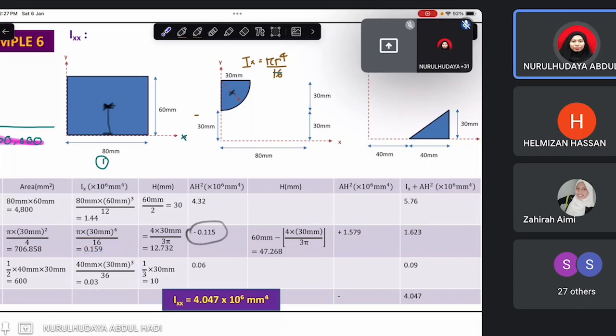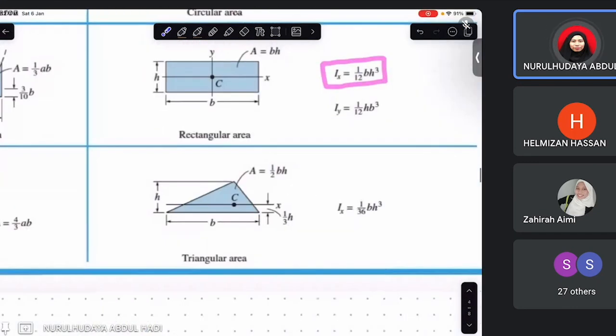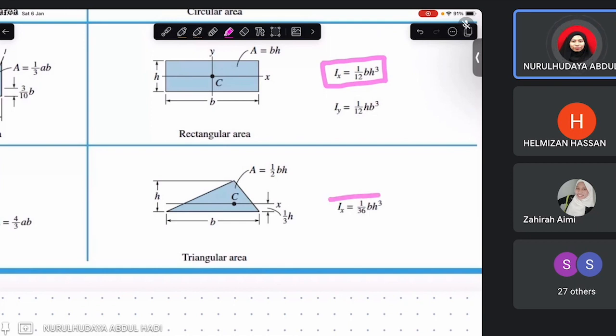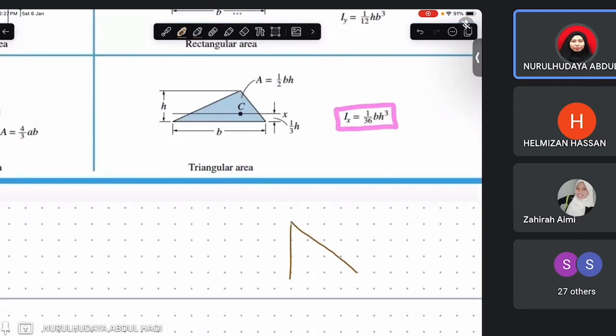So we can refer to the table for the triangle. So Ix is BD cube, or BH cube, divided with 36. Okay, that is for the triangle. Actually for a triangle, maybe it's not shown here, but any triangle, whether like this or like this, is the same. So it is BD cube divided with 36.